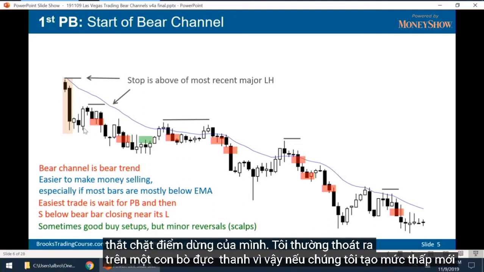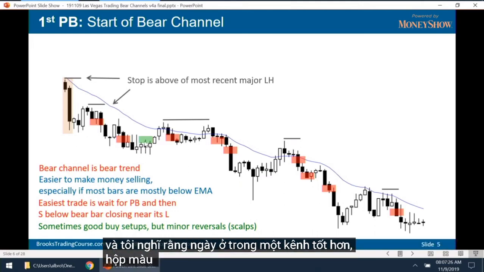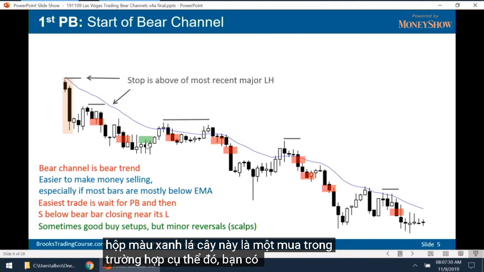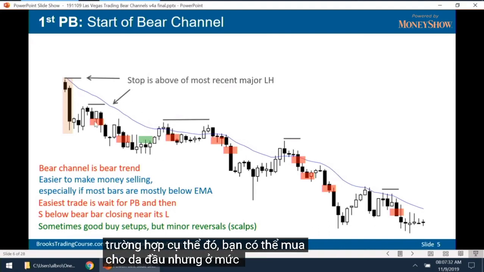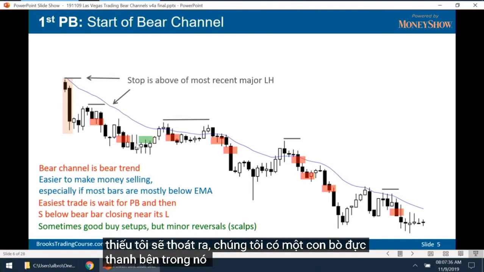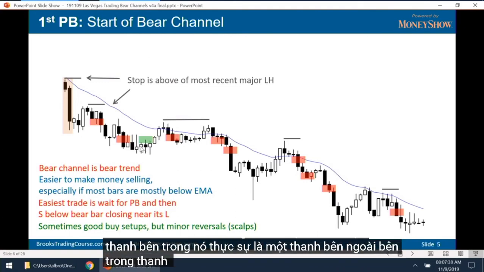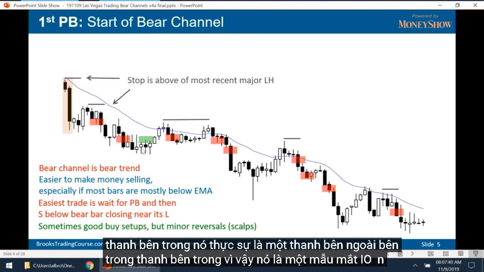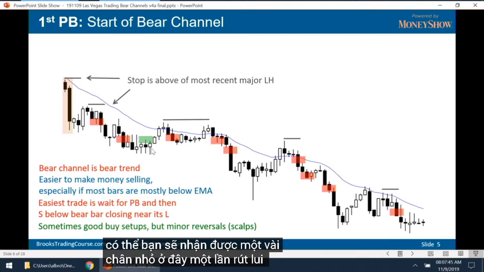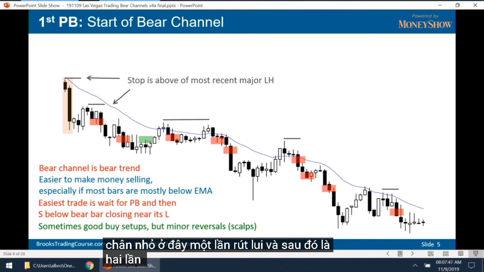So if we make a new low and I think the day is in a bear channel, this green box is a buy. In that particular circumstance, you could buy for a scalp, but at a minimum, if I were short, I would get out. We have a bull inside bar. It's actually an outside bar, inside bar, so it's an I pattern. You're probably going to get a couple small legs up. Here, 1, pullback, and then 2.